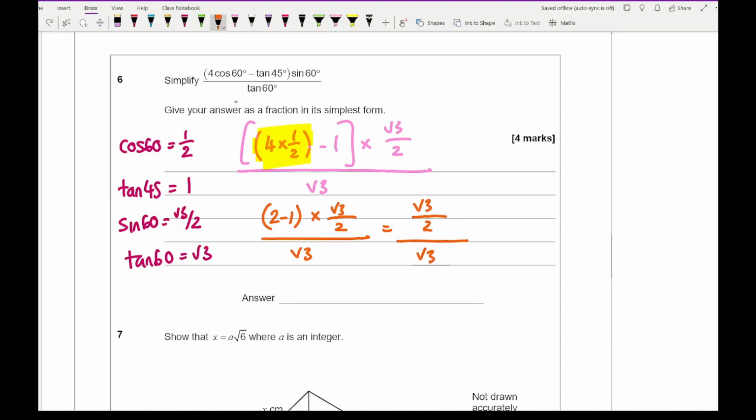Now if you're not sure how to work with this, if I rewrite this as root 3 over 2 divided by root 3, I turn that root 3 into a fraction, and then I just use the rules of dividing fractions by flipping the second fraction and turning it into a multiply. So then I get root 3 times 1, which is root 3, and 2 times root 3, which is 2 root 3. The root 3's then cancel, leaving me with a 1 at the top, so that leaves me with an answer of a half.